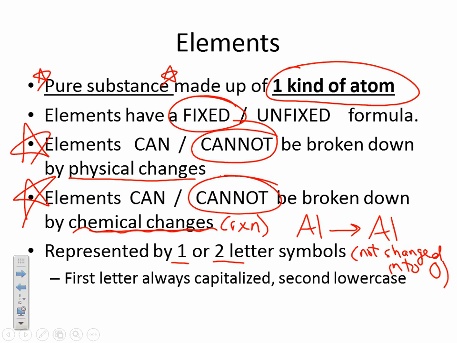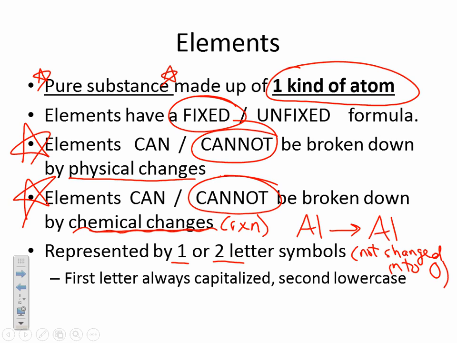Chemicals are always represented by 1 or 2 letter symbols in the periodic table. The first letter is always capitalized. The second letter is always lowercase. So this is a way of determining how many elements you actually have: how many capital letters are in your compound or your formula, and that's how many different elements you have. So first letter is always capitalized, and if there's a second letter, it's going to be lowercase.